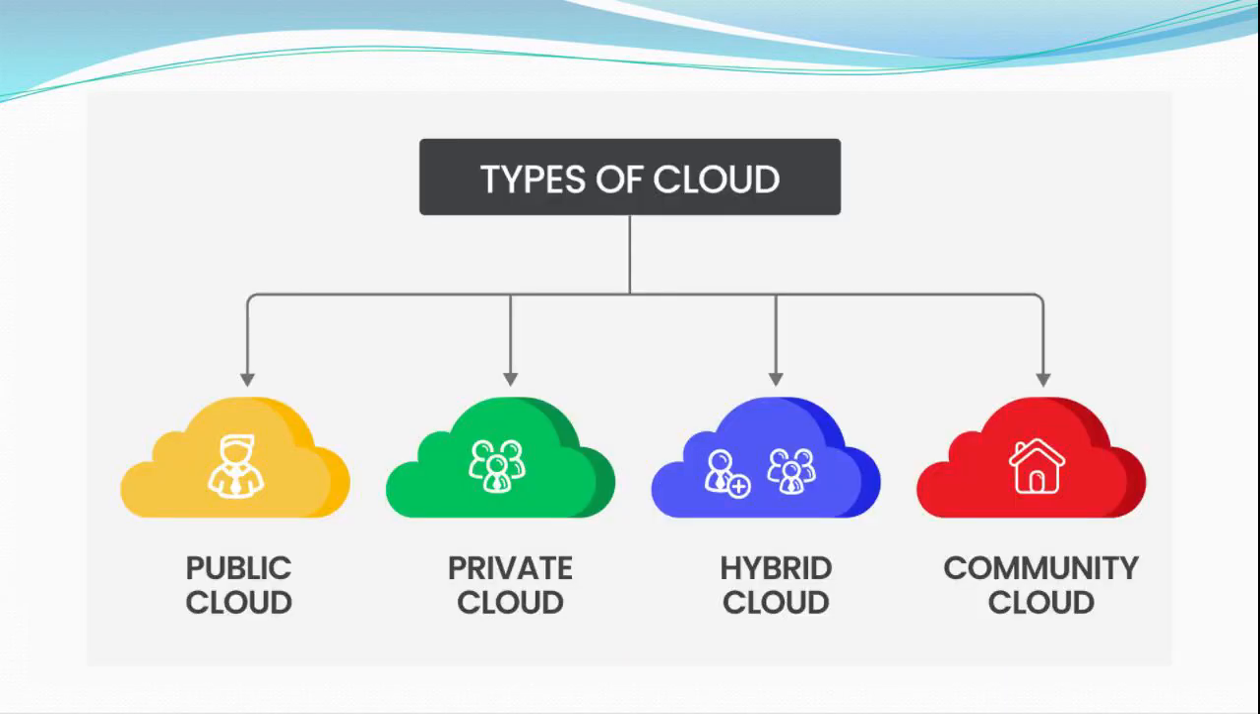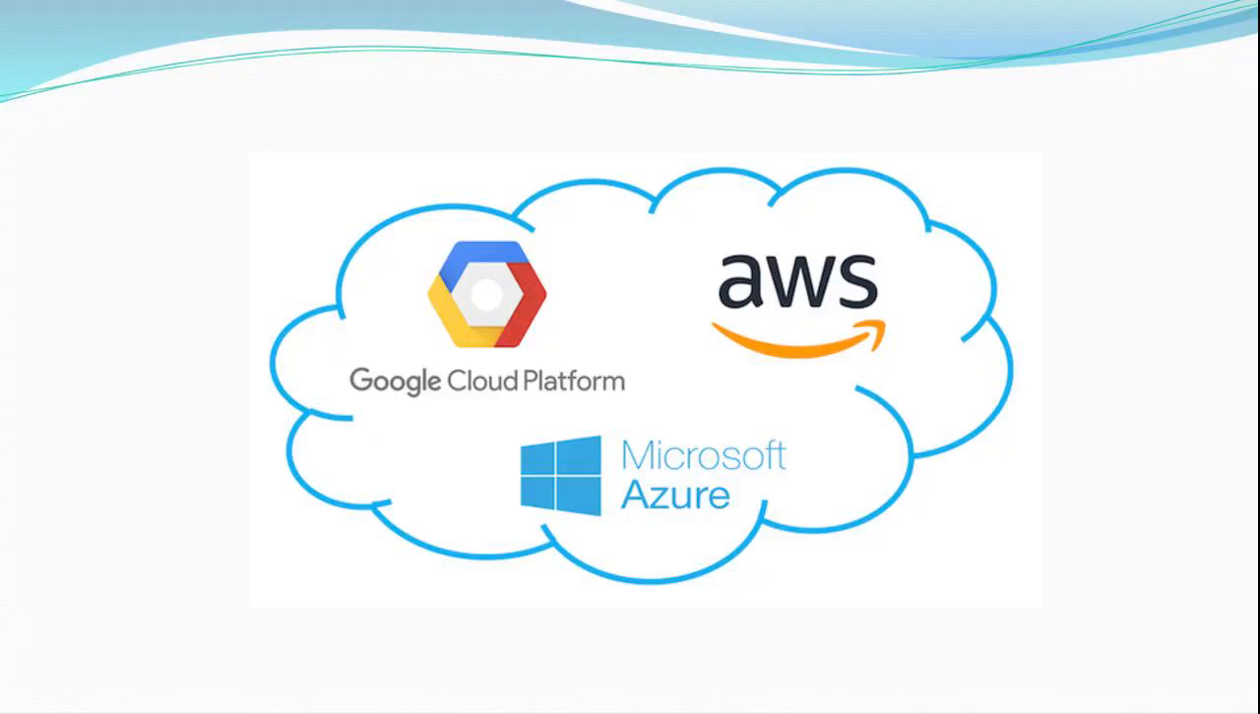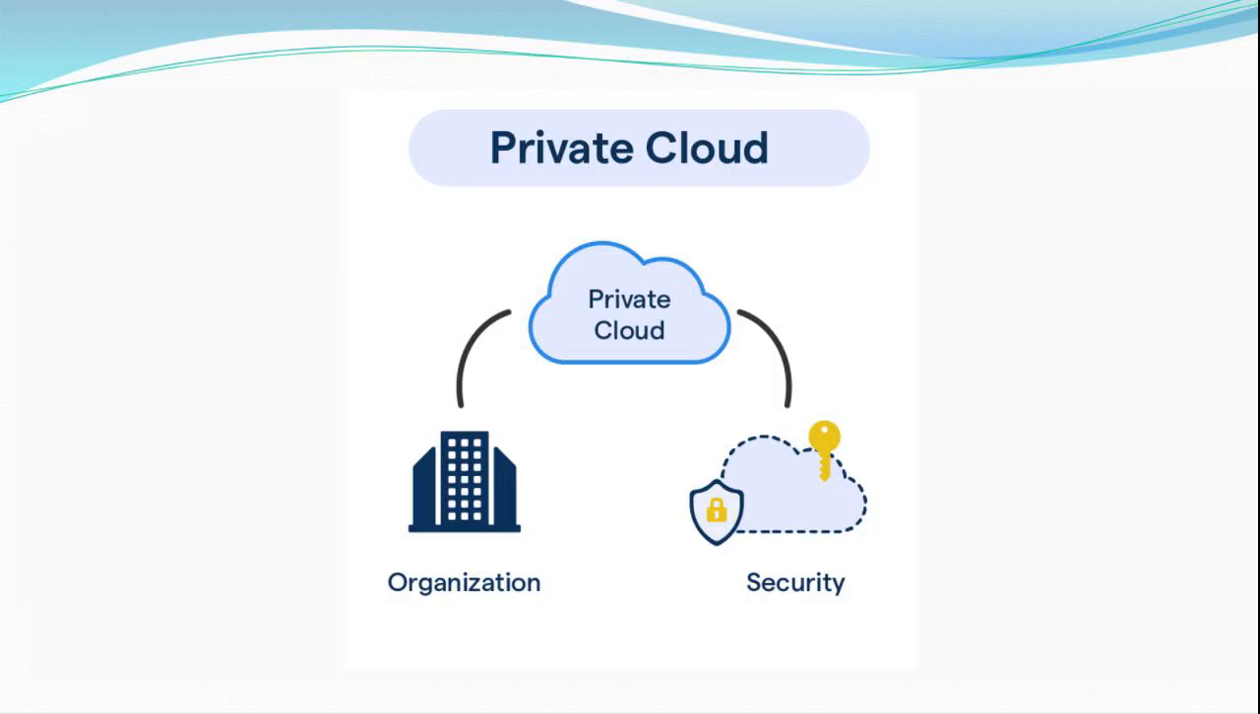Now, let's explore how security considerations vary depending on the cloud deployment model you choose. Public cloud. In a public cloud, resources are shared among multiple organizations, making it cost-effective. However, it's critical to ensure data encryption and access controls to maintain privacy. Examples include AWS, Google Cloud, and Microsoft Azure. Private cloud. A private cloud is dedicated to a single organization, offering enhanced control and security. It's ideal for organizations like banking or healthcare, where regulatory compliance is strict. However, it's more expensive to maintain.